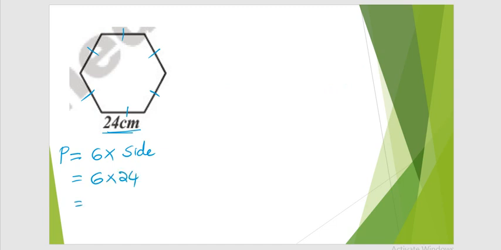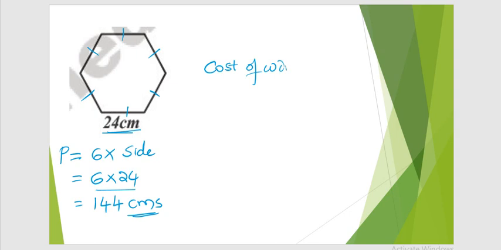So what is the value of 6 into 24? 6 twenties are 120, 6 fours are 24. 120 plus 24 is nothing but 144. So likewise you can do the multiplication. Okay, next we need to find out the cost of wiring.